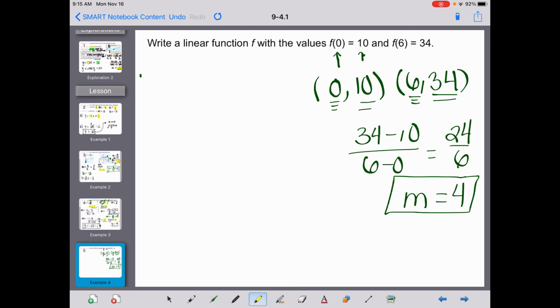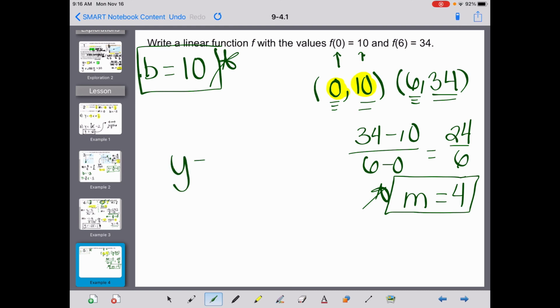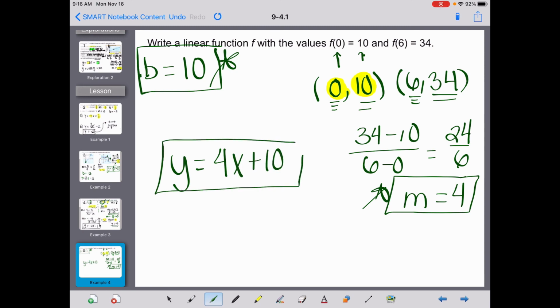Step 2, do you have a y-intercept? Do you have a b value? Yes, because you see the point 0, 10, and we automatically know 0, the number is the b value. So b in this case would be 10. Box that up when you find it. We have our slope, we have our y-intercept, and your final equation should be y equals the slope x plus the y-intercept 10.